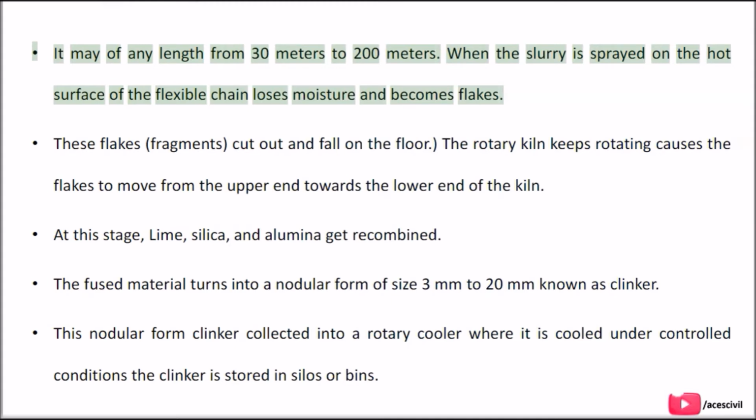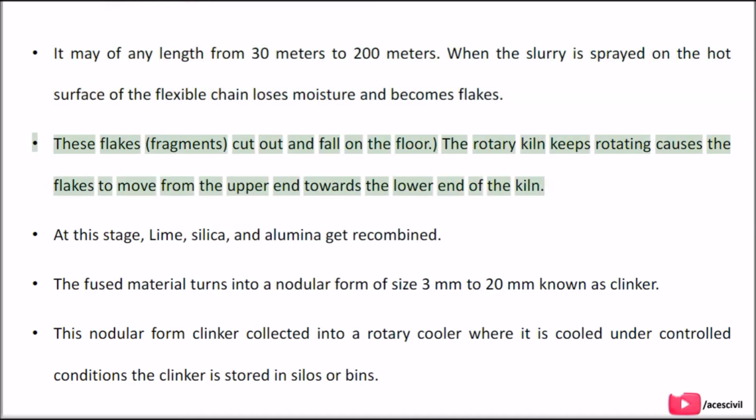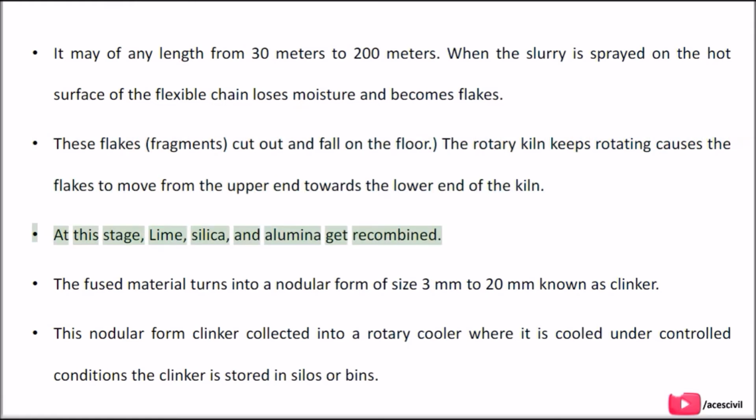When the slurry is sprayed on the hot surface of the flexible chain, it loses moisture and becomes flakes. These flakes fragment, get cut out and fall on the floor. The rotary kiln keeps rotating, causing the flakes to move from the upper end towards the lower end of the kiln. At this stage, lime, silica, and alumina get recombined. The fused material turns into a nodular form of size 3 mm to 20 mm known as clinker.